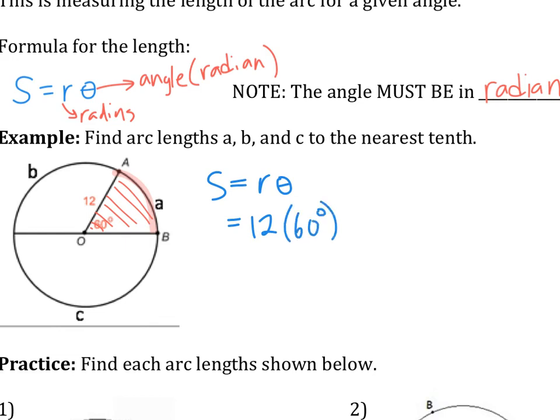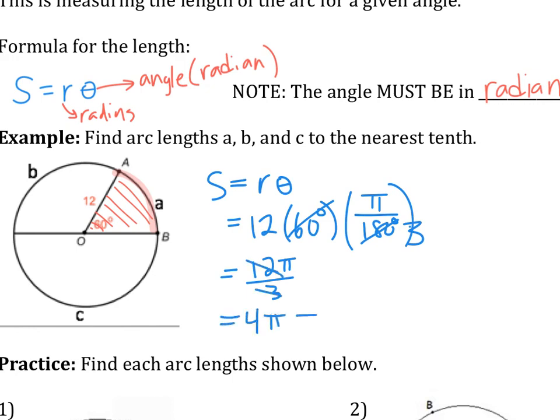Now, is it okay if I put in 60 degrees? No. We have to change this to radian. So we have to multiply by pi over 180, just like we talked about a few minutes ago. And then at this point, you want to just multiply it all together. I'm going to try to simplify as much as I can before I use my calculator. So this is 12 pi over 3, and then that cancels. We get 4 pi. And at this point, you should just use your calculator to figure out what that number is. And this number is 12.6, rounded to the nearest tenth.